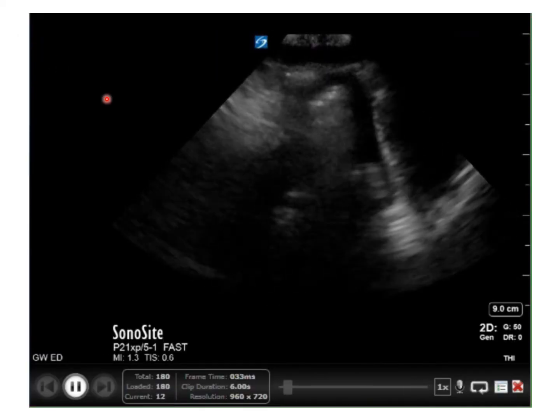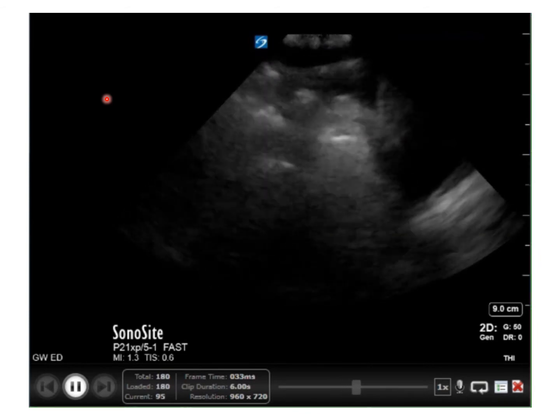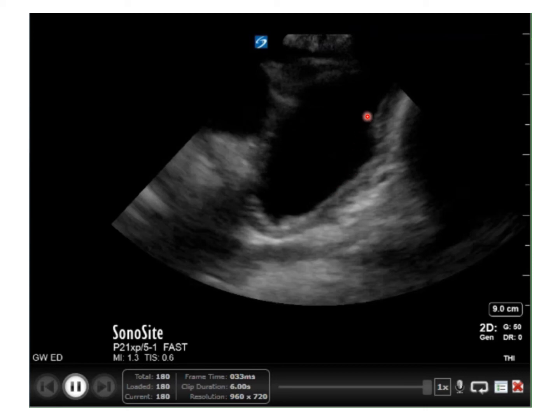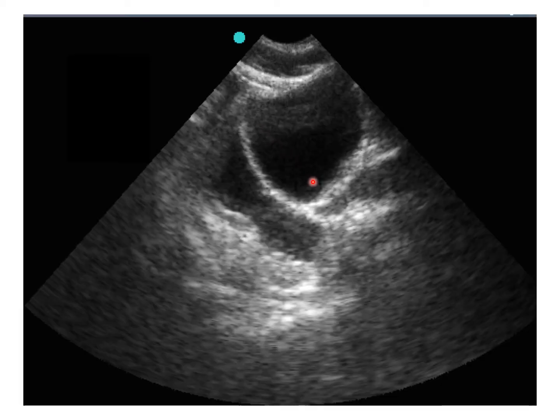Okay, this clip's moving fast, but take a quick look at this. Okay, so here you can see anechoic, that's fluid, it's round, it's in an organ. You can see the walls of the bladder here. Probe marker is towards the head, so this is a longitudinal view of the bladder. And here is fluid in the rectovesicular space. Here's another similar clip, right? So here's round fluid in a bladder, probe marker towards the head, and here's the rectovesicular space, free fluid.